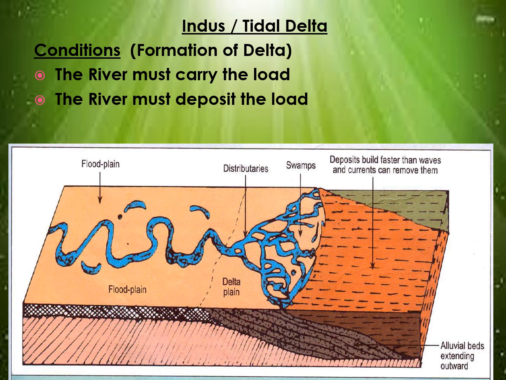And the condition for the formation of a delta is that the river must carry the load and the river must deposit the load at the end. So you can see over here the river is flowing towards the delta, and it is divided into many distributaries. So this area where it is divided into many distributaries is called the delta.